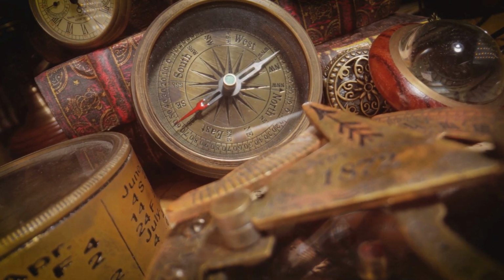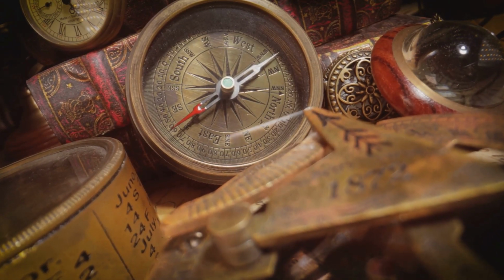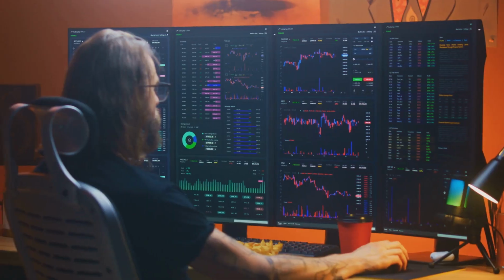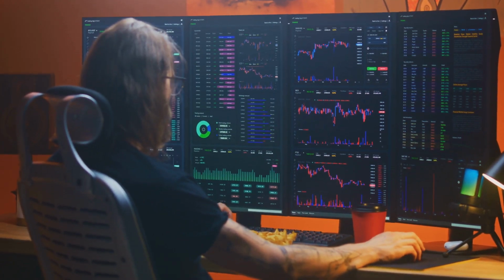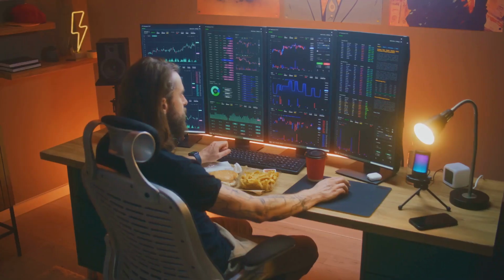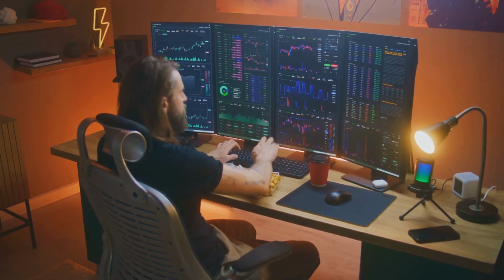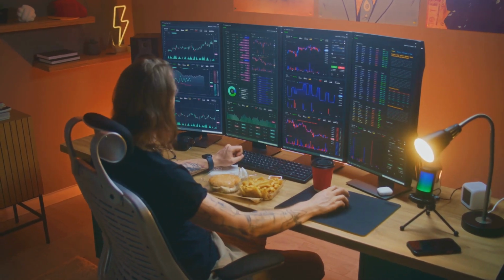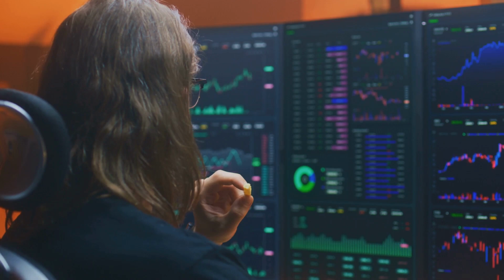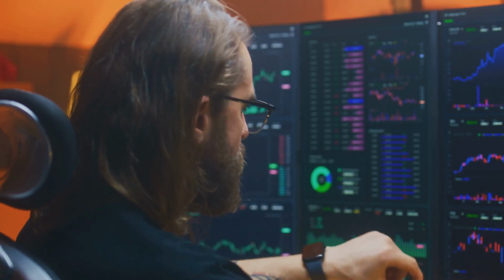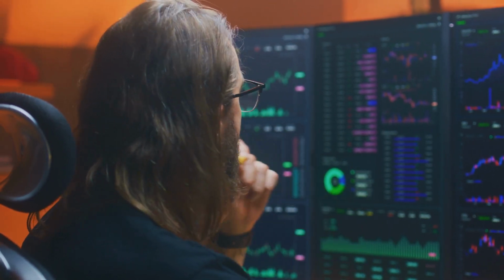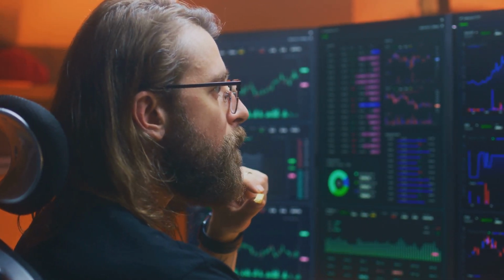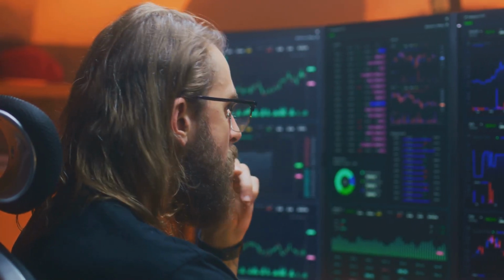Section 4. The Compass of Success. Research and due diligence. In the dynamic world of options trading, knowledge truly is power. Research and due diligence are non-negotiable for any trader aiming for consistent success. This involves delving into the intricacies of the market, understanding the factors that influence option pricing, and staying abreast of current events that impact your chosen assets.